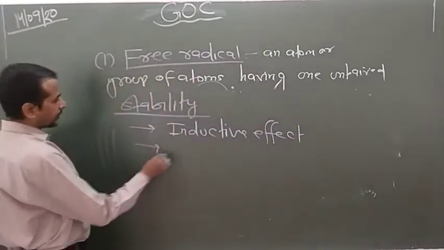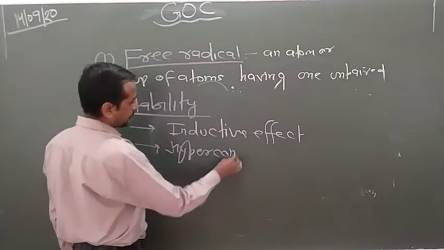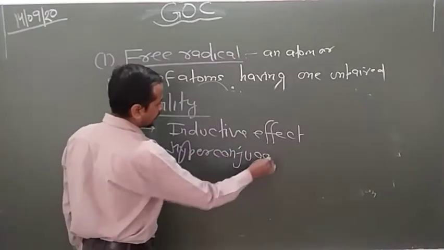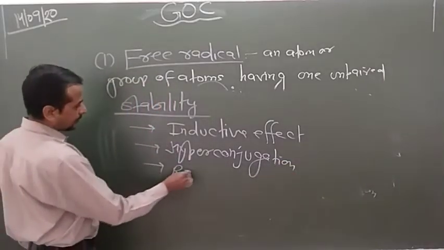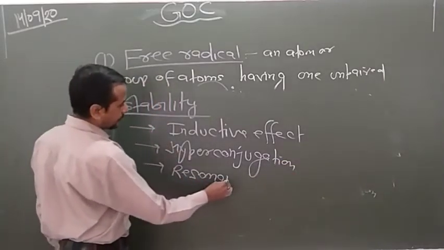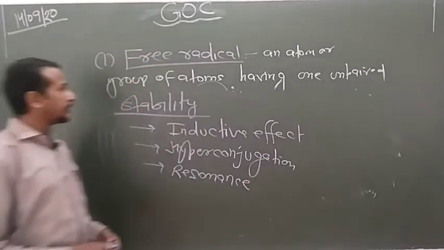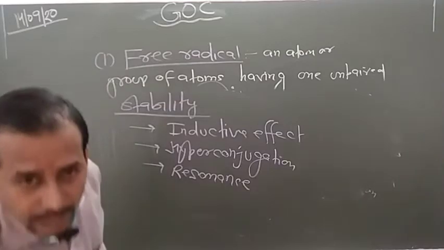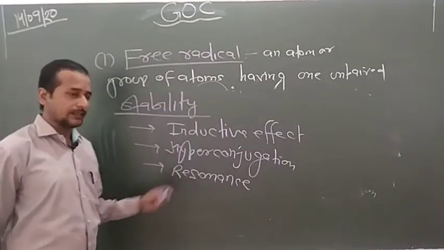But more important is hyperconjugation and resonance. So these are the causes of stability in the case of free radicals. What? Inductive effect, hyperconjugation and resonance.